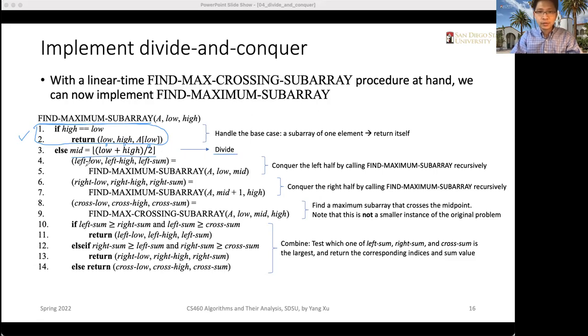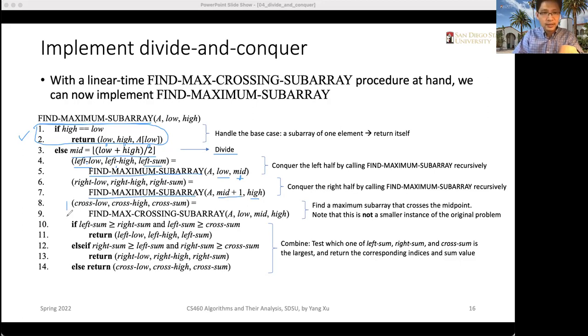And we will solve the left half by calling the function itself recursively. So this is the first call of the function itself. It's called on the left half, so the starting index is low and the ending index is mid. It's not high, okay? And it will return the left low index, left high index, and the summation for the left subproblem. And similarly, we need to conquer the right half by calling the function itself on the right half, which is from mid plus 1 to high, right?